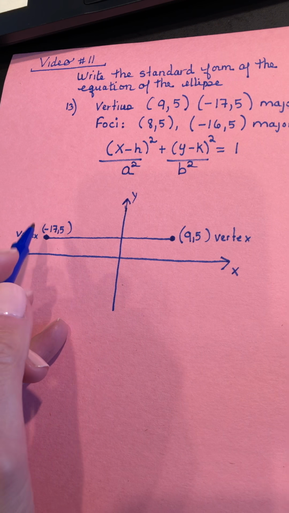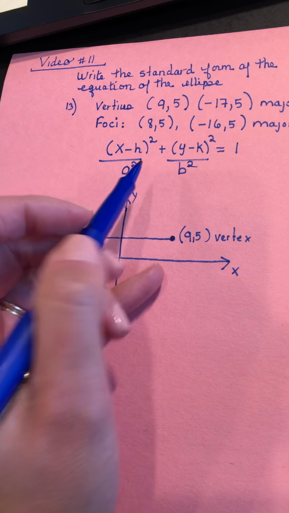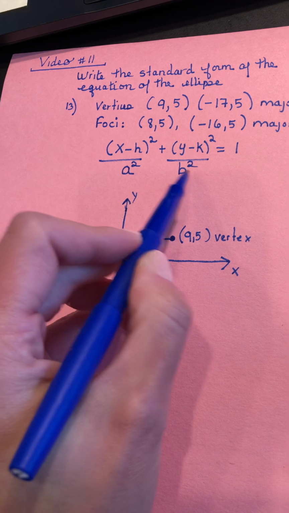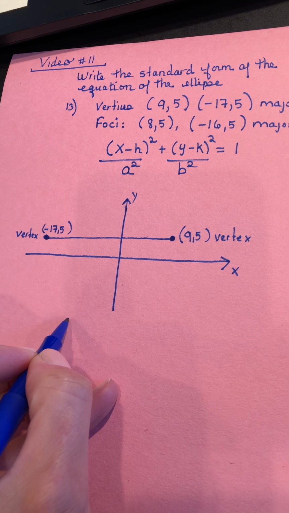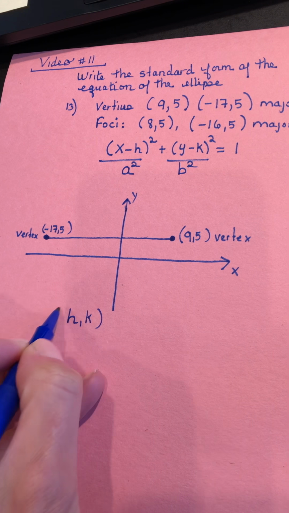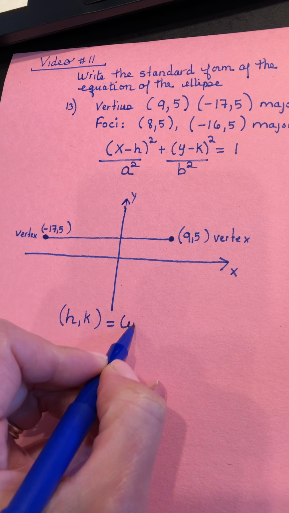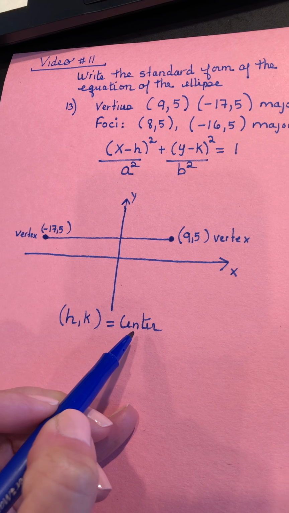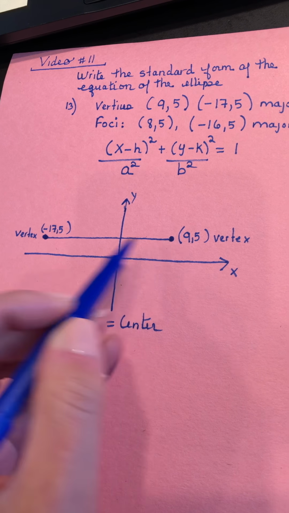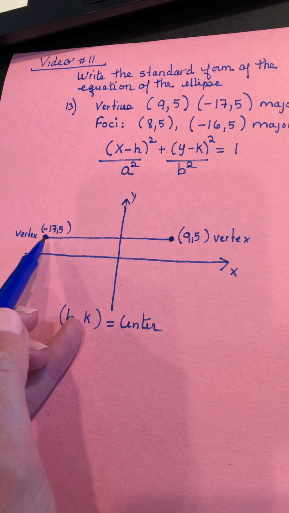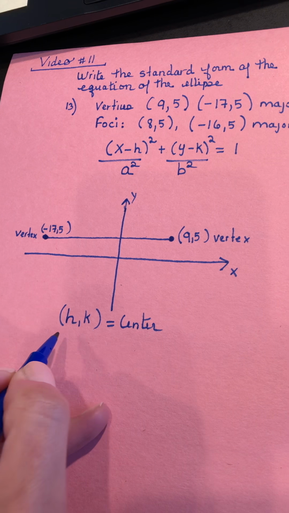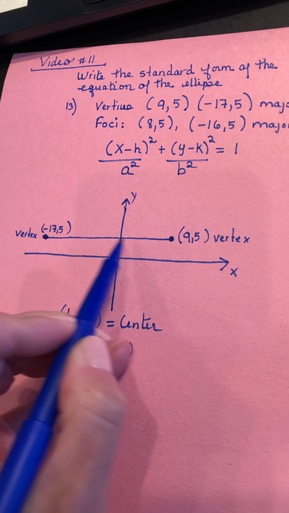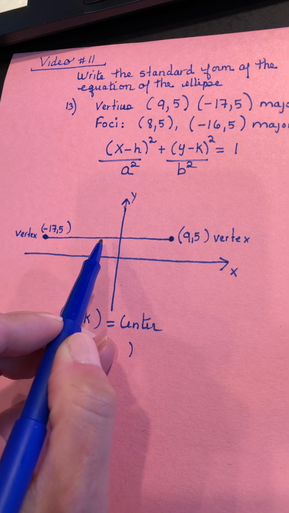Okay, now what I would say here is we need to find (h, k), okay? We need to fill in h, k, a squared, and b squared. So how can I find (h, k)? Well, (h, k) is the center of the ellipse, and I know that the center is exactly in the middle of the two vertices. So you can go back to geometry and the concept of midpoint, and if I can just find the midpoint between the two vertices, that will also be the exact center of the ellipse.